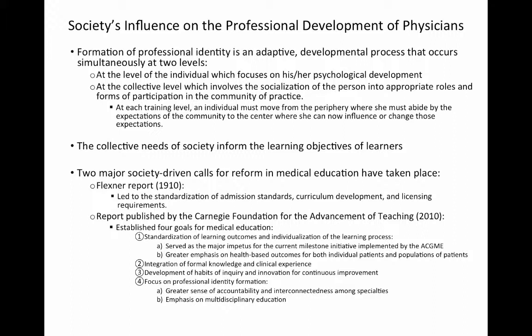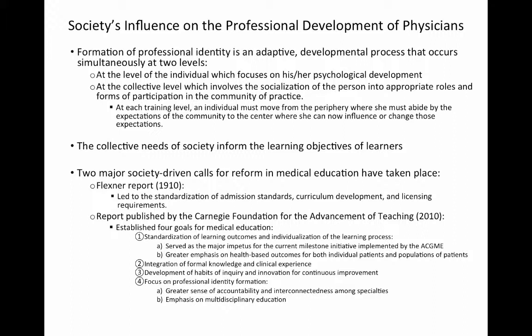In other words, at each training level, an individual must move from the periphery, where she must abide by the expectations of the community, to the center, where she can now influence or change those expectations. And in fact, the collective needs of society will inform the learning objectives of the learners. So each successive generation may highlight or place greater emphasis on one status of health or treatment of disease more so than the previous generation.